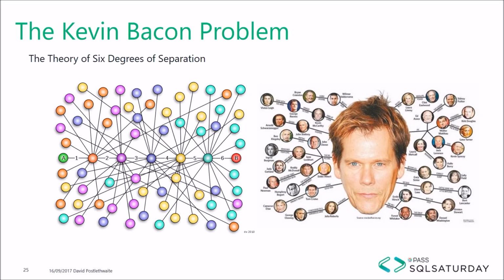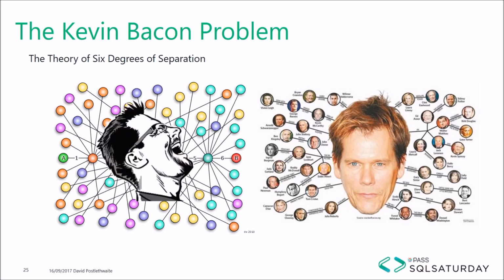So the game requires a group of players to try and connect any individual to Kevin Bacon as quickly as possible and in as few links as possible. Now, obviously, we're not part of the Hollywood film industry. We're part of the SQL community. So maybe we should be changing this from the Kevin Bacon problem to the Brent Ozar problem. Can we find a route from any person in the SQL community to Brent Ozar in just six moves? There's a challenge for you.